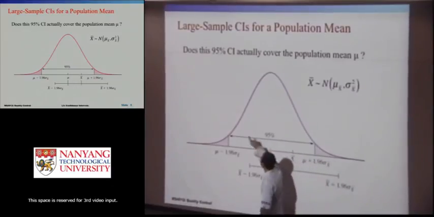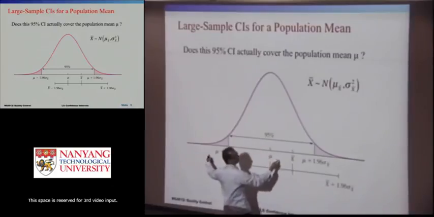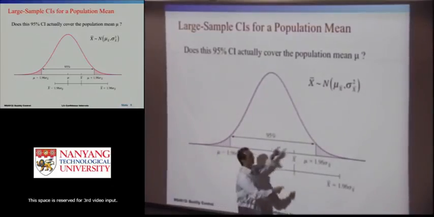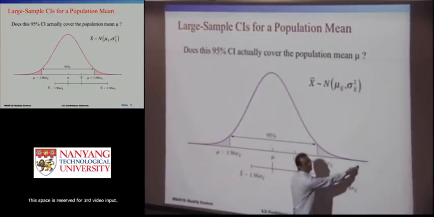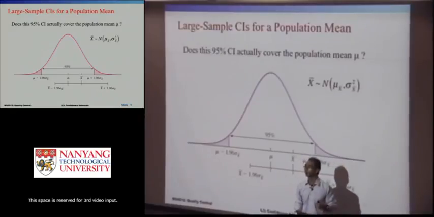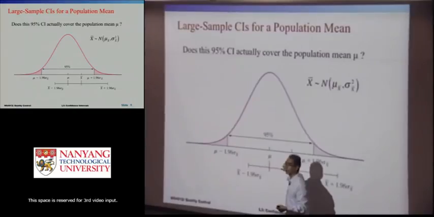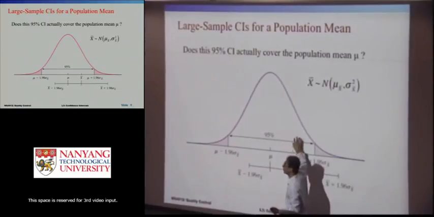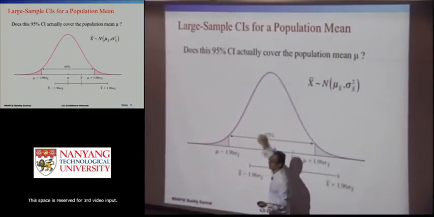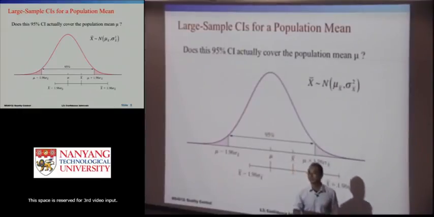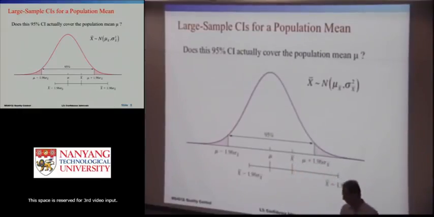If we get a sample at this position, we get this interval, right? If the sample is at this position, we get this interval. If the sample falls into this region, the interval will cover the population mean. And the probability the sample mean falls into this region is 95%. Okay, let's look at the next one.